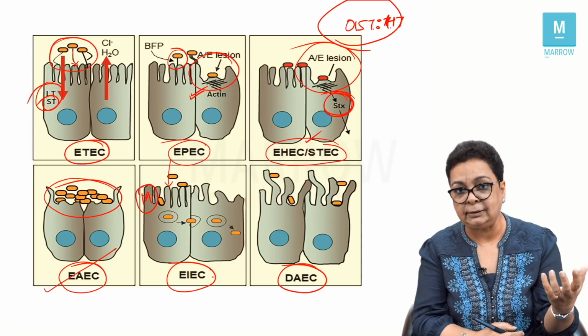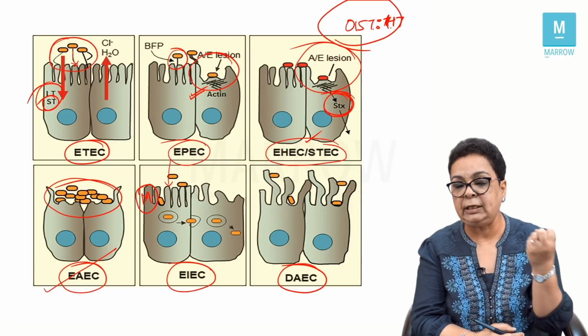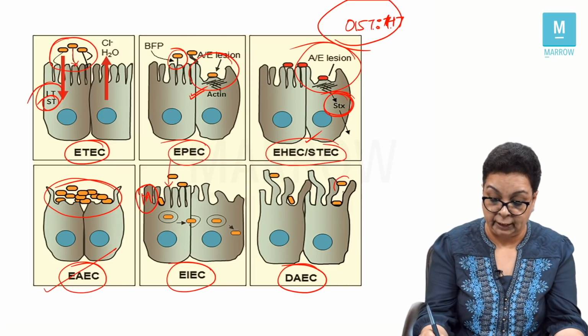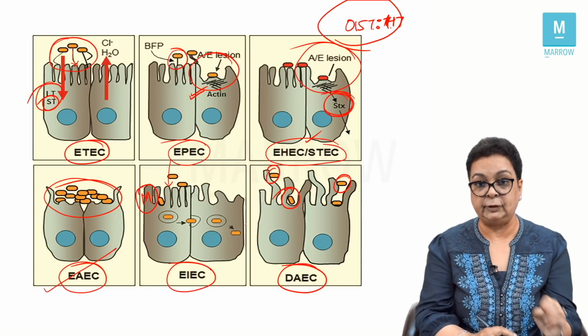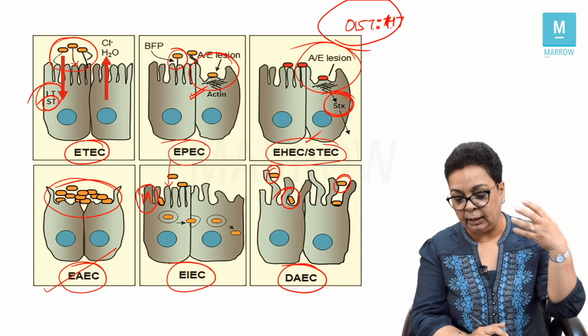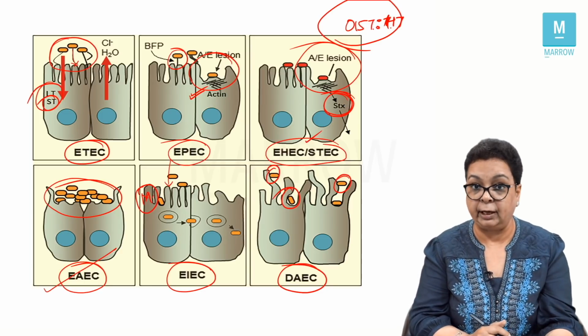Lastly, we have the recently characterized diffusely aggregative Escherichia coli. As you can see, their adherence is here and there. They mainly cause pediatric diarrheas.